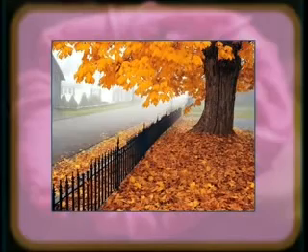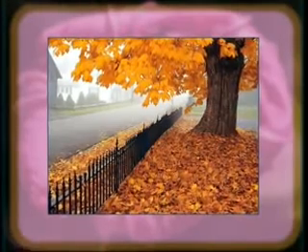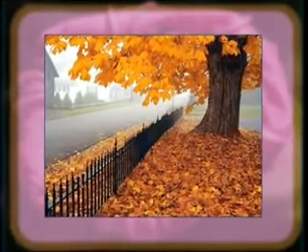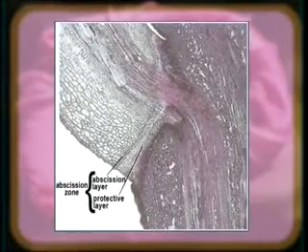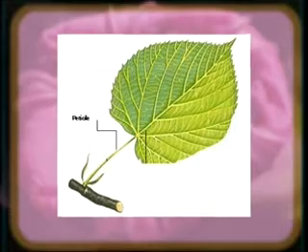Shedding leaves is one way to reduce the surface area for transpiration in times of water stress, or to prepare a deciduous plant for an impending winter. The process of shedding organs is known as abscission. Abscission occurs as a result of the development of a special layer of cells called the abscission layer near the base of the petiole.